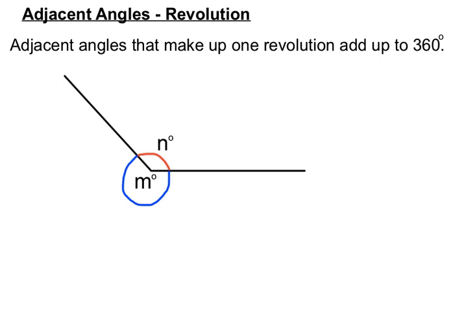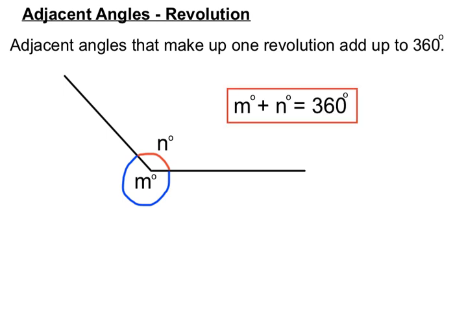And we don't know much about the sizes again, but we do know what they add up to. Because it goes all the way around, m degrees plus n degrees will equal the whole 360 degrees. So it's 360 degrees from here all the way around. So we know that the red angle and the blue angle there must add up to that 360 degrees to make one full revolution.